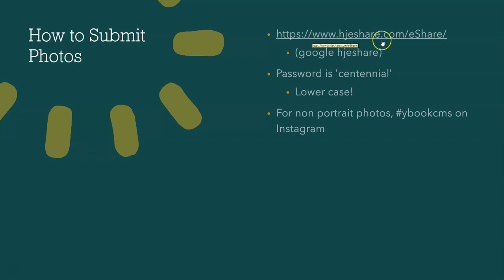So we head to HJ eShare. If you just Google HJ eShare, it's a lot easier than trying to type in this whole domain. When you get there, you need to enter the password Centennial, and it does need to be lowercase. Uppercase won't work. So all lowercase Centennial. And for non-portrait photos, and we'll talk about portrait photos in just a second, using the hashtag YBookCMS on Instagram is also a way that you can get your photos into the yearbook.